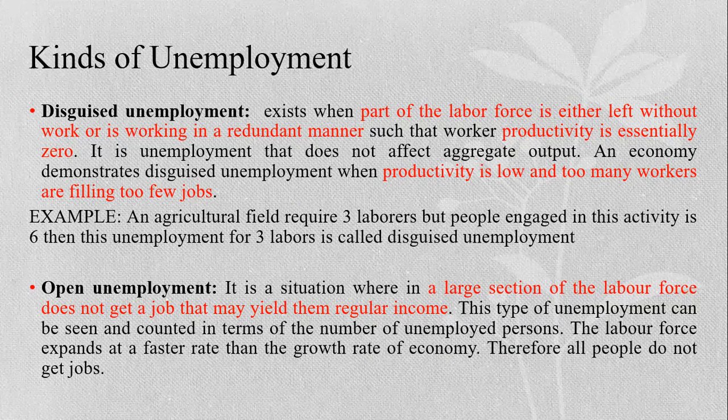Economists demonstrate disguised unemployment when productivity is low or too many workers are filling too few jobs. So many people are there, but the jobs are very limited. For example, in the agriculture field, 3 laborers are required, but the people engaged in the activity are 6. So those additional 3 people, we will say they are disguised unemployed.